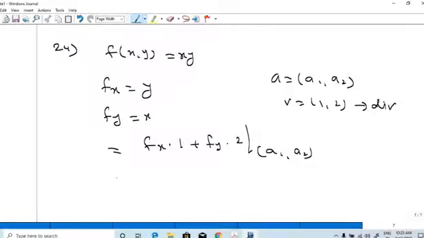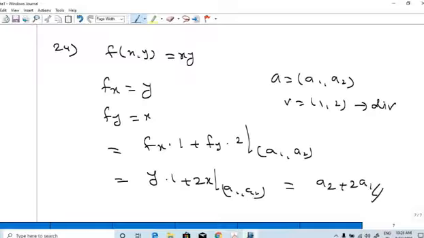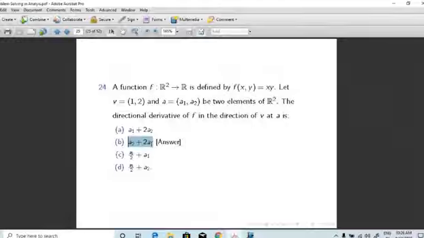So therefore this is equal to, what is fx? y into 1 plus 2 into x. So (a1, a2). Now substitute y equal to a2, x equal to a1. Therefore we get a2 plus 2 times a1. So this is the directional derivative of the given function. So a2 plus 2 times a1. So this is the correct answer.